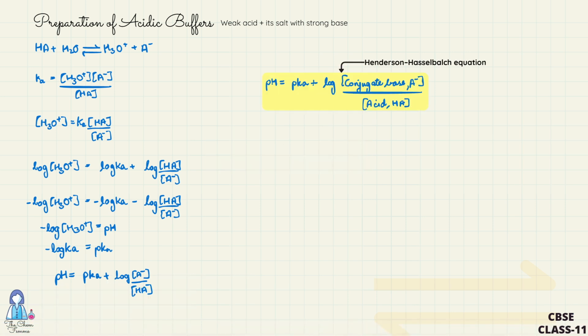All right. So this is the Henderson-Hasselbalch equation: pH equals pKa plus log of the conjugate base, A minus, by the conjugate acid, HA. Now, if you think about it, the concentration, this A minus by HA, right?